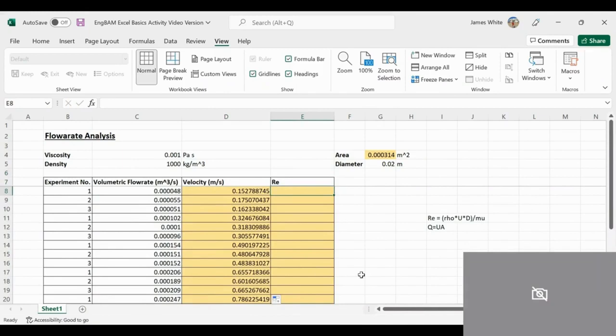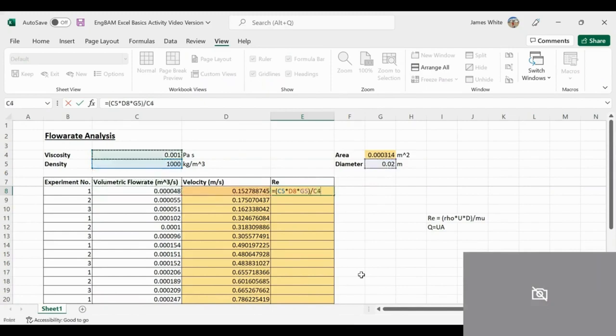And then our final calculation stage is simply just calculating the Reynolds number. So it's a bit more of a complicated formula. So again, we go our density multiplied by our velocity multiplied by our diameter all over our kinematic viscosity.